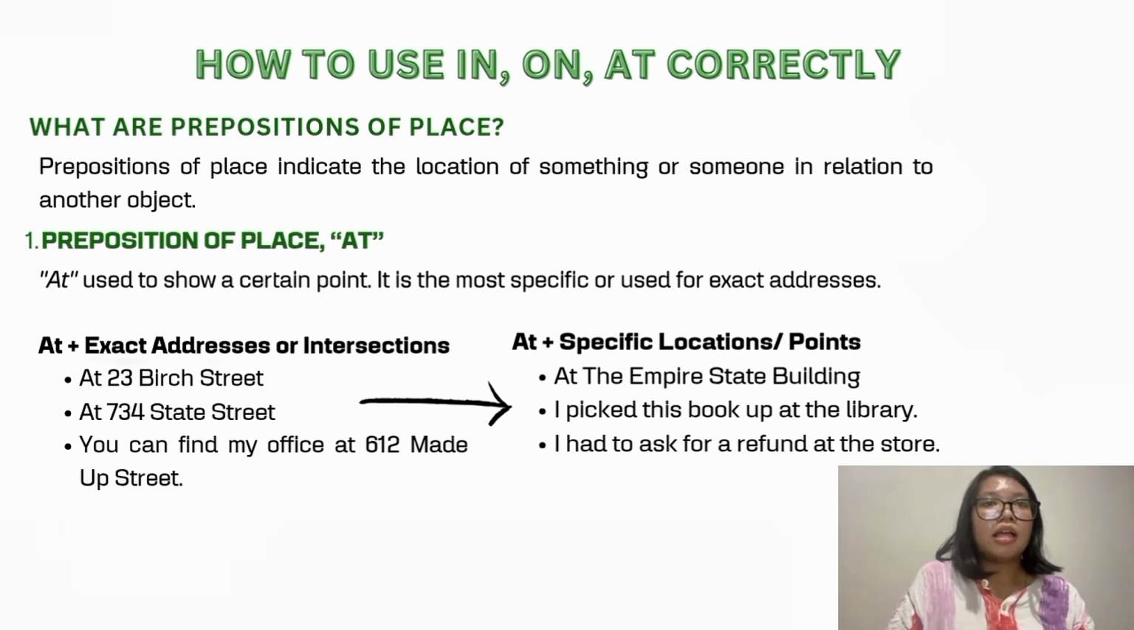Preposition of place: at. At is used to show a certain point; it is the most specific, used for exact addresses. At plus exact addresses or intersections: at 23 Bridge Street, at 734 State Street. You can find my office at 612 Meadow Street. At plus specific locations or points: at the Empire State Building. I picked this book up at the library. I had to ask for a refund at the store.